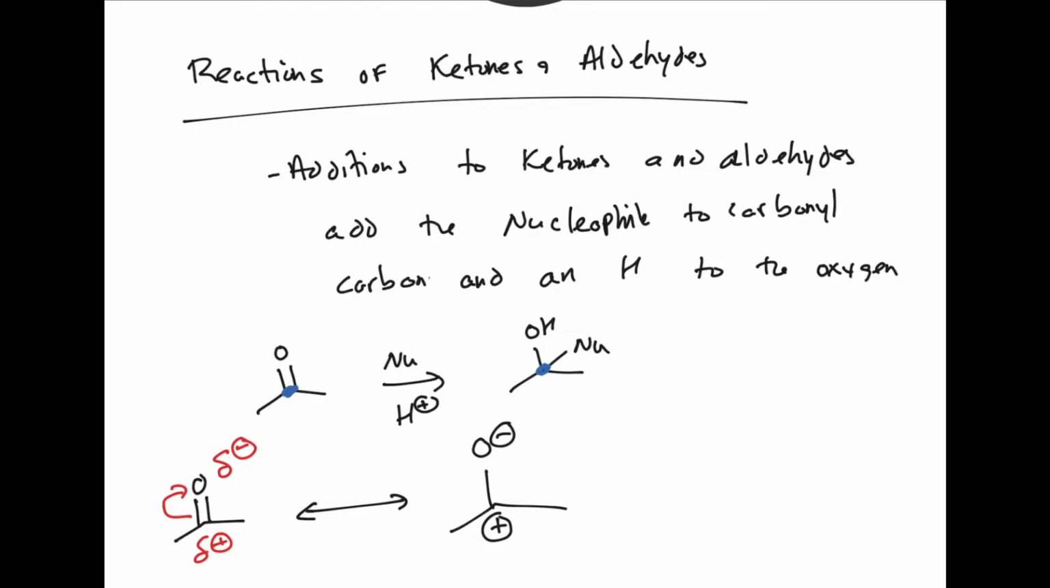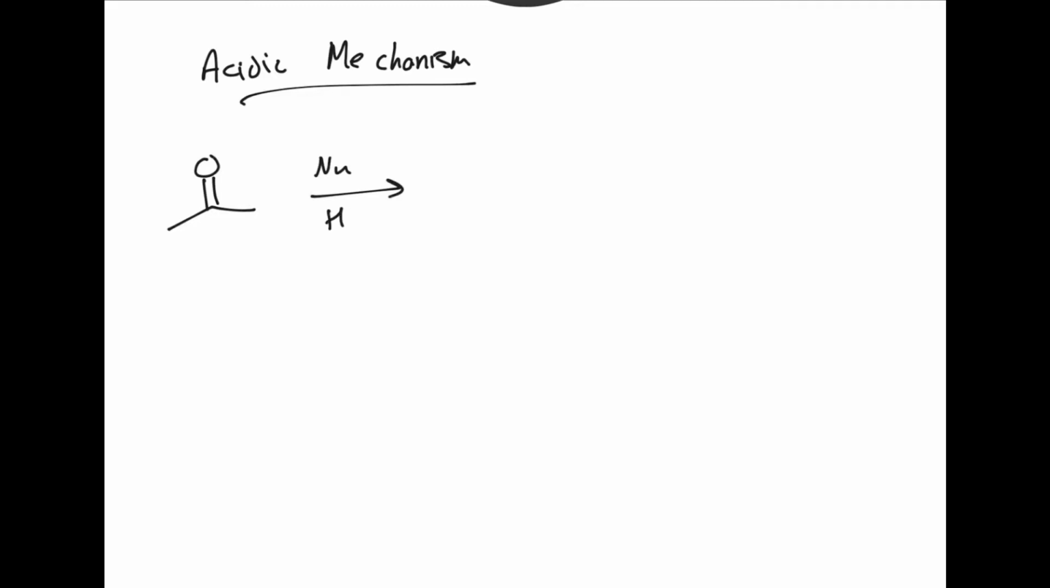Now, there are two mechanisms that we can use to do additions to carbonyls, right? There's the acidic mechanism and the basic mechanism. Basically, exact same setup as we had with epoxides, right? So we're going to start with the acidic mechanism. This is what we just drew a second ago.